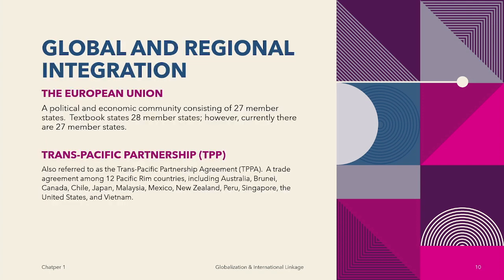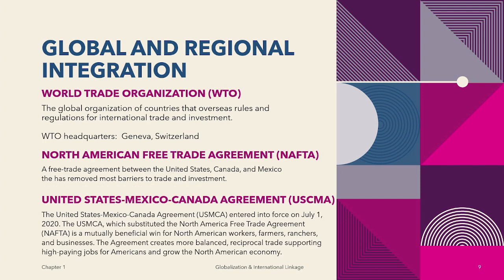Not only do we see the European Union, but the Trans-Pacific Partnership, also referred to as the Trans-Pacific Partnership Agreement. And this is an agreement of 12 Pacific Rim countries, which include Australia, Brunei, Canada, Chile, Japan, Malaysia, Mexico, New Zealand, Peru, Singapore, the United States, and Vietnam.